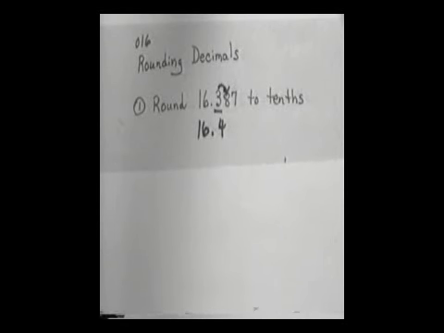You don't want to fill in the other places with zeros, because if you do, it won't look like tenths. It will look like something else. So you just want to have 16 and 4/10. Let's look at another example.